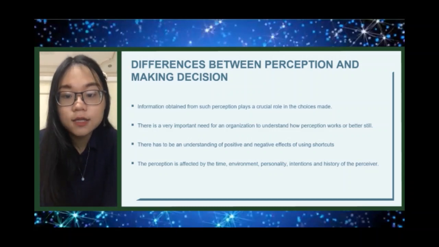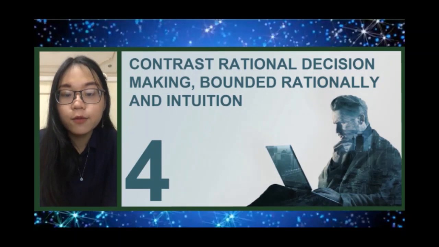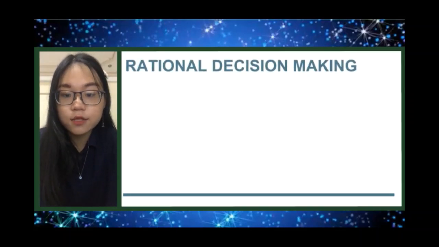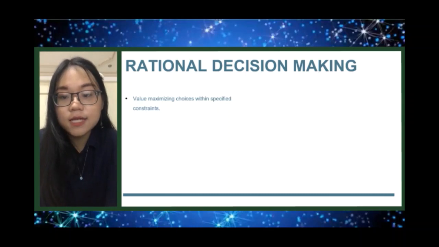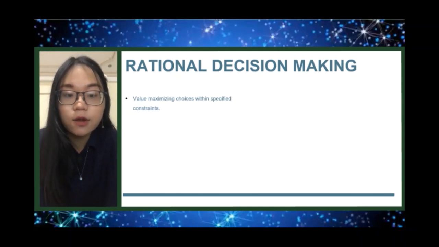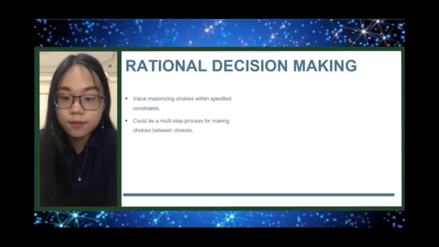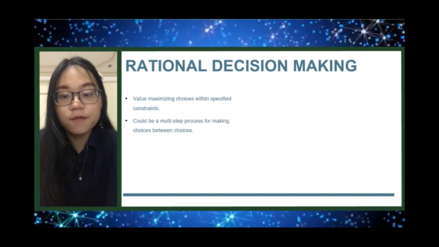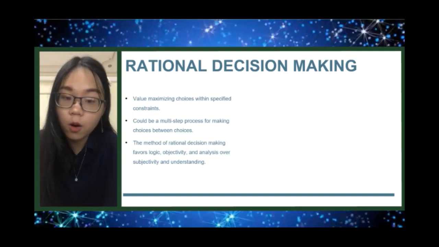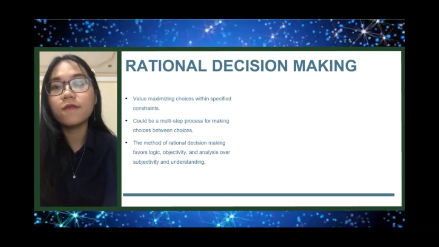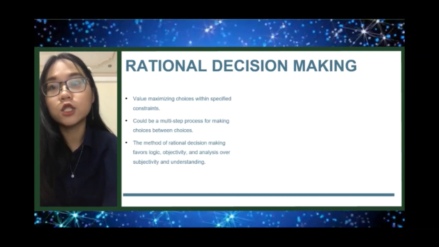So, turning to another part, in how many ways can we make a decision? I will talk about rational decision making first. We often think the best decision maker is rational and makes consistent, value-maximizing choices within specific constraints, and rational decision making is a multi-step process for making choices between alternatives. The method of rational decision making favors logic, objectivity, and analysis over subjectivity and understanding. The word rational in this context does not mean normal or clear-headed as it does in the colloquial sense. And this way of decision making includes logical steps.